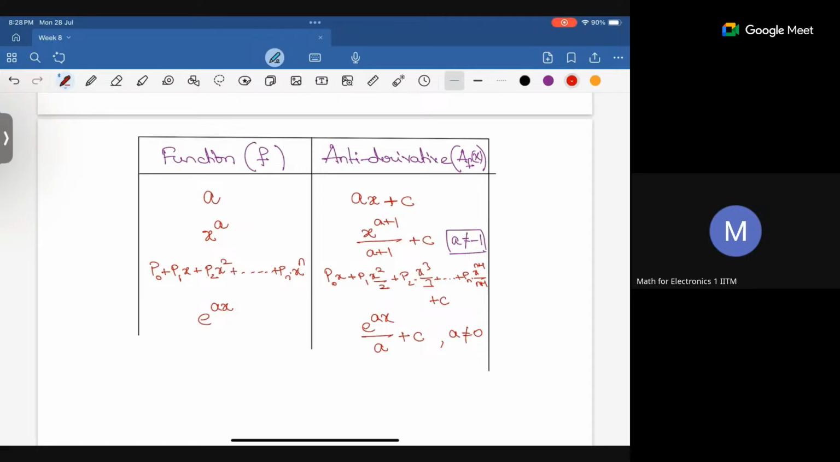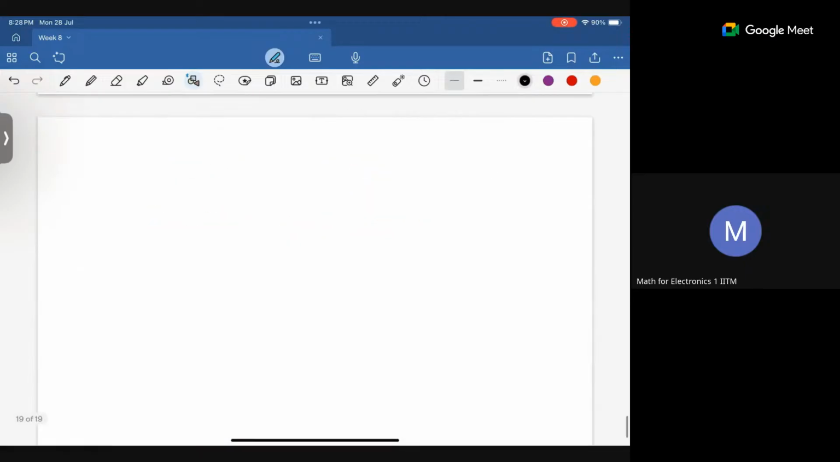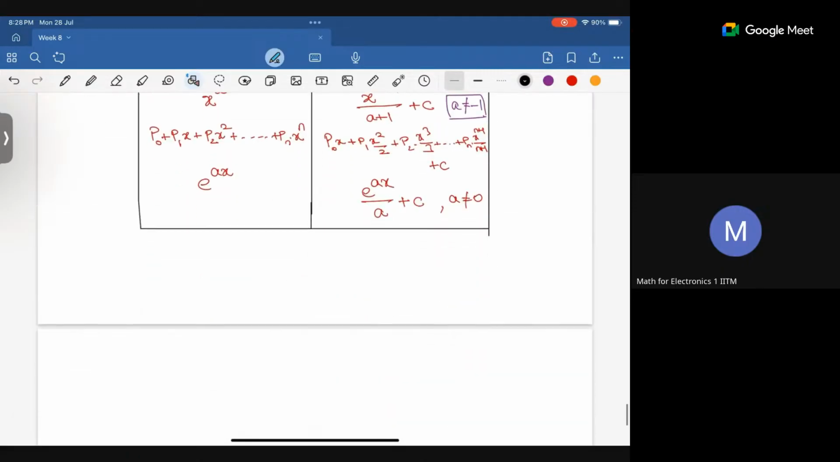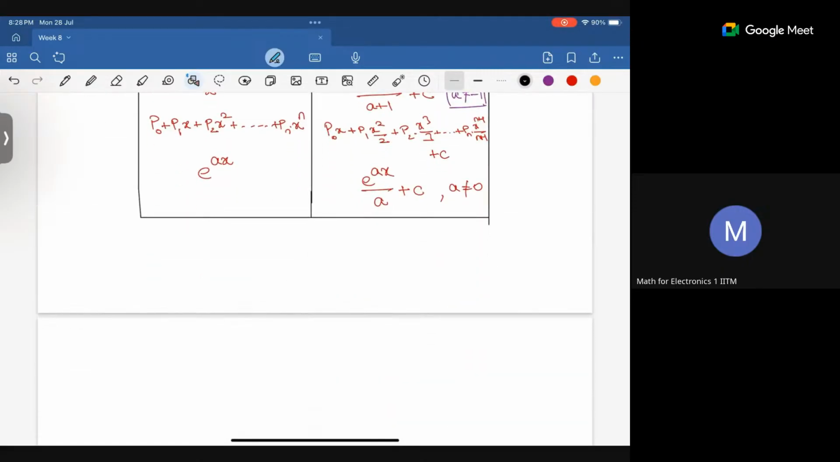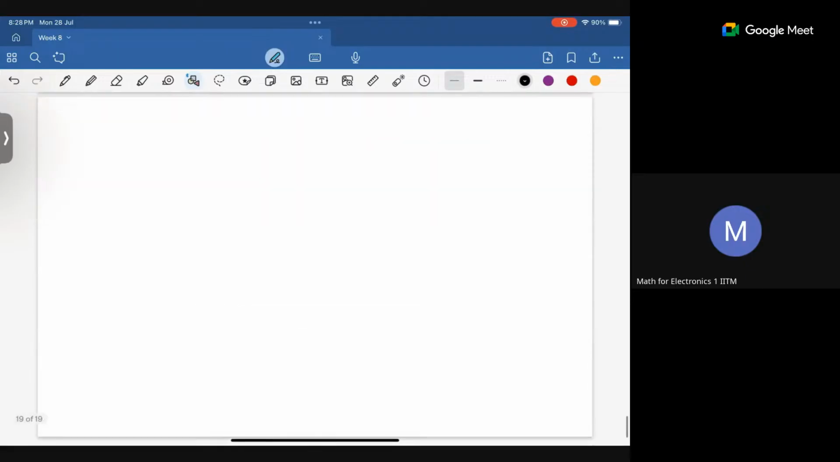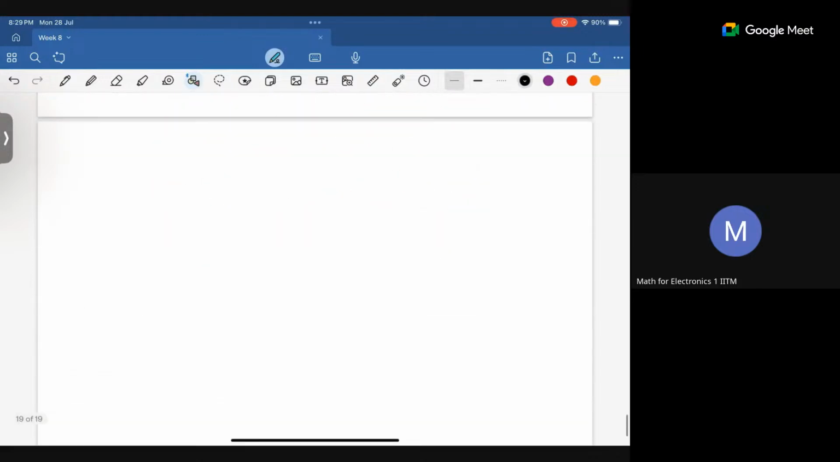Right, so these are some standard antiderivatives. I hope no doubts. If at all you have any doubts, you can ask. Okay, so let's do some problems. Real quick, we'll combine even functions, and this antiderivative computation, everything together, and let's solve more problems.